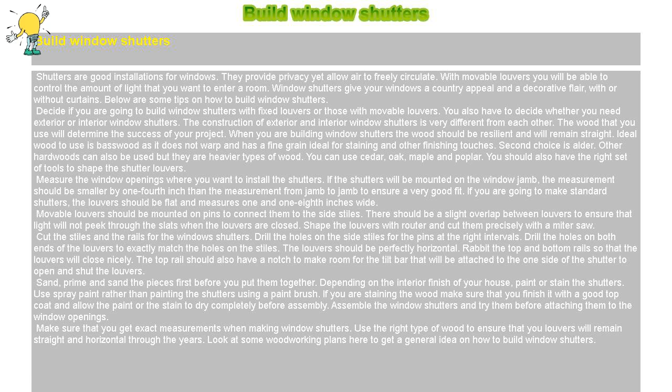The wood that you use will determine the success of your project. When you are building window shutters, the wood should be resilient and will remain straight. Ideal wood to use is basswood as it does not warp and has a fine grain, ideal for staining and other finishing touches.